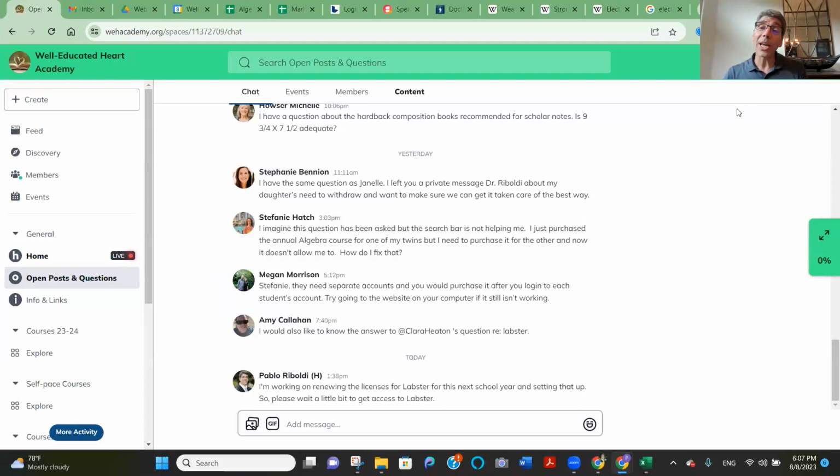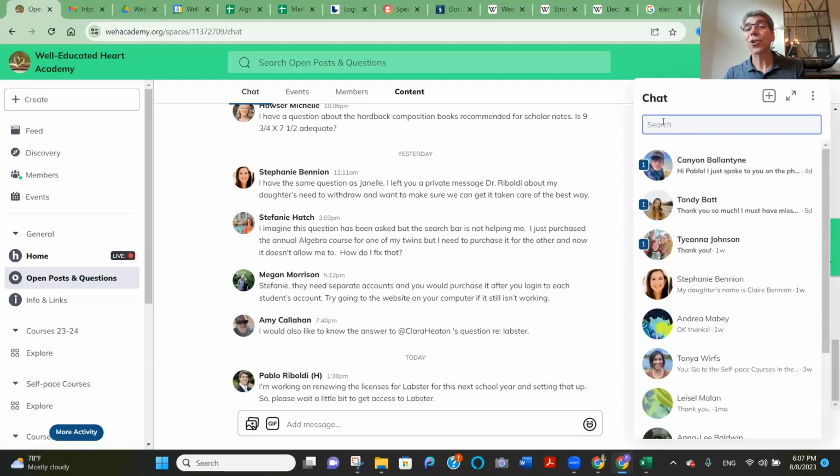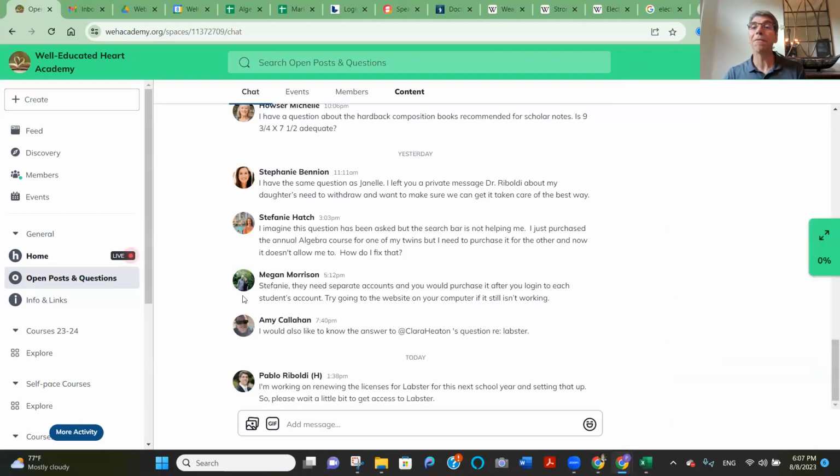If you need to communicate with me specifically, use the chat feature. The chat feature is here in this icon, and you can search for someone and start a chat with another member in the academy, in the website. This is very useful in order to talk one-on-one, or you can create groups and talk with several people at a time here in the chat. So that is also an important feature.